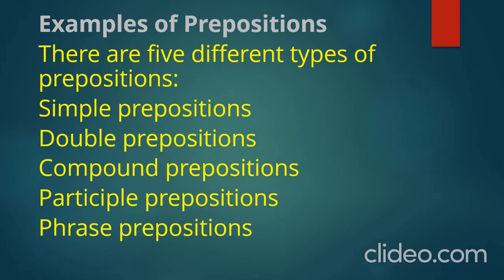We have some examples of prepositions and there are 5 different types of prepositions. So remember this, that in English we have 5 different types of prepositions, and they are: the first one is simple preposition, second is double prepositions, the third is compound prepositions, the fourth one is participle prepositions, the fifth is phrase preposition. The names of these prepositions are self-explanatory, but anyhow we are going further to discuss this. So let's go for examples.